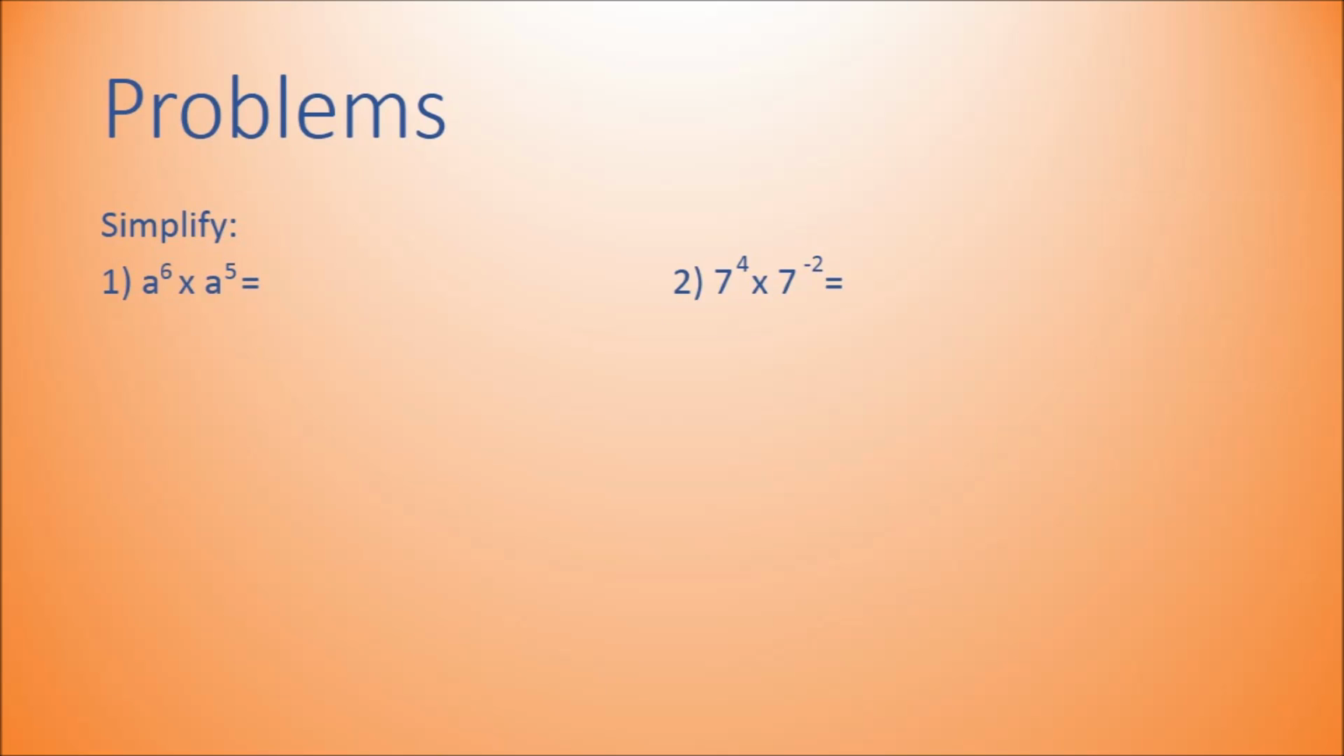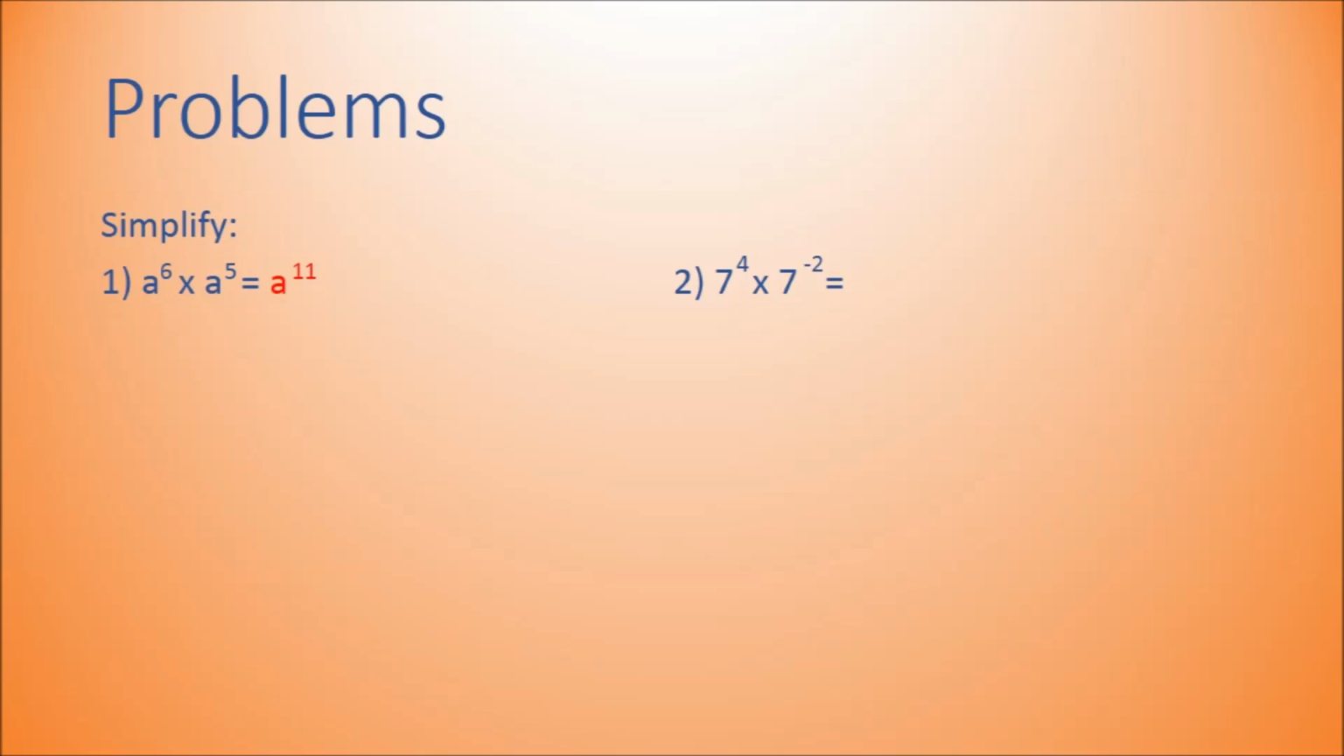Alright, let's look at some additional sample problems. So let's just simplify the first one since you just have variables. So a to the sixth times a to the fifth, same base. So you can add the exponents because you're multiplying. So 6 plus 5 is 11, so you get a to the 11th.